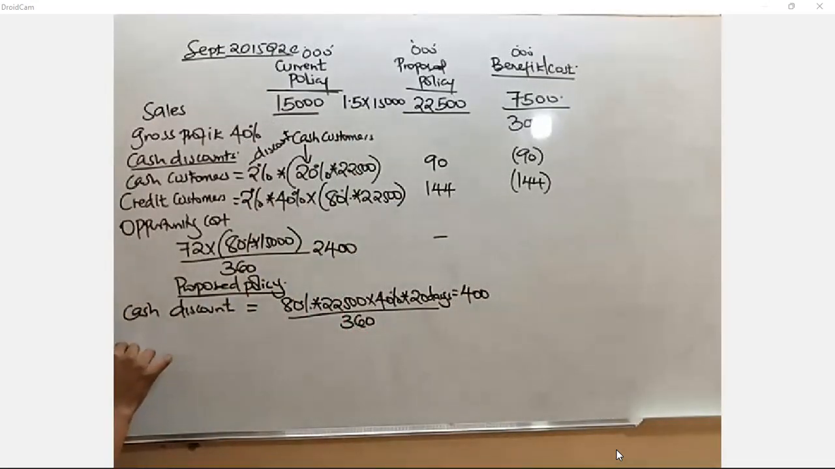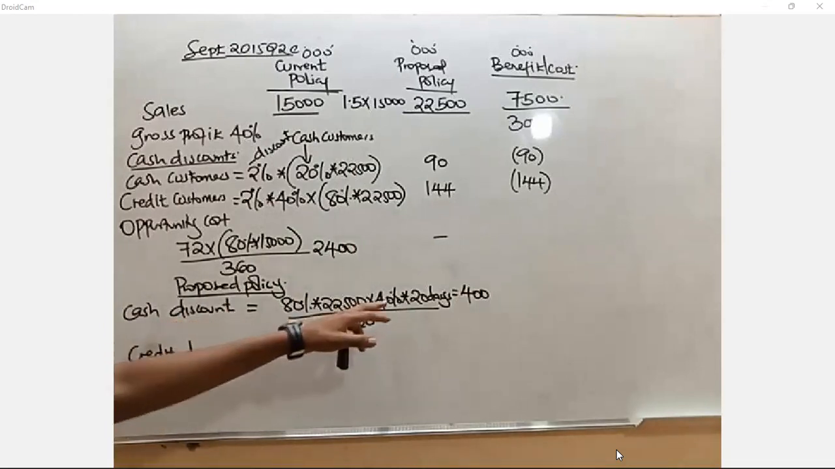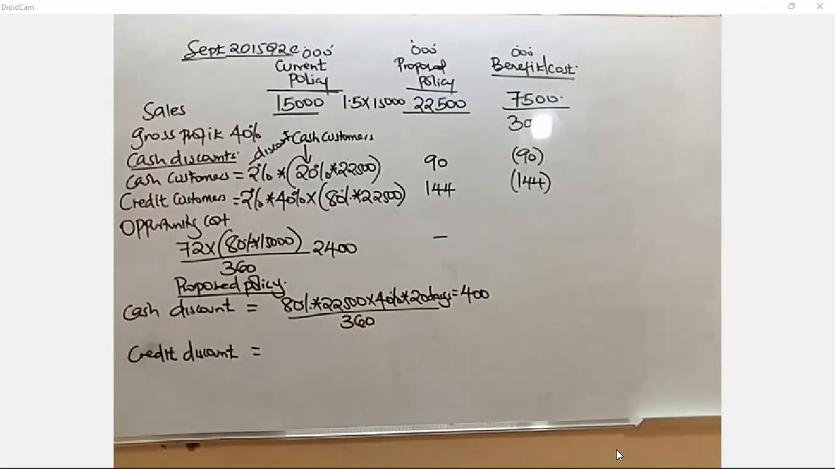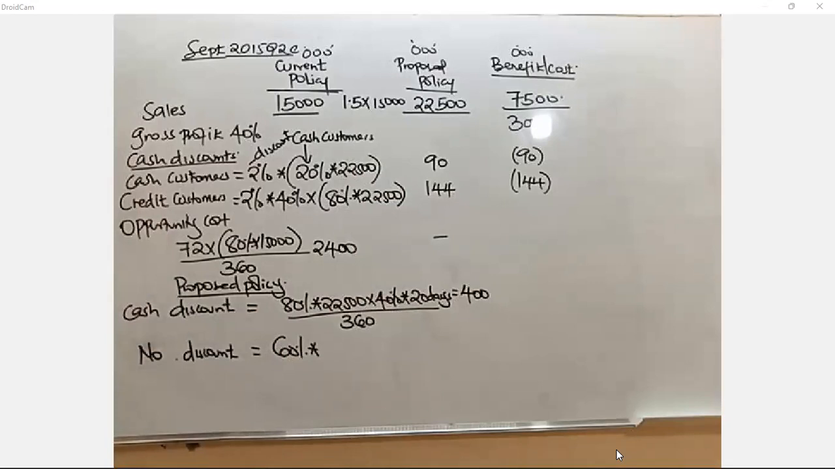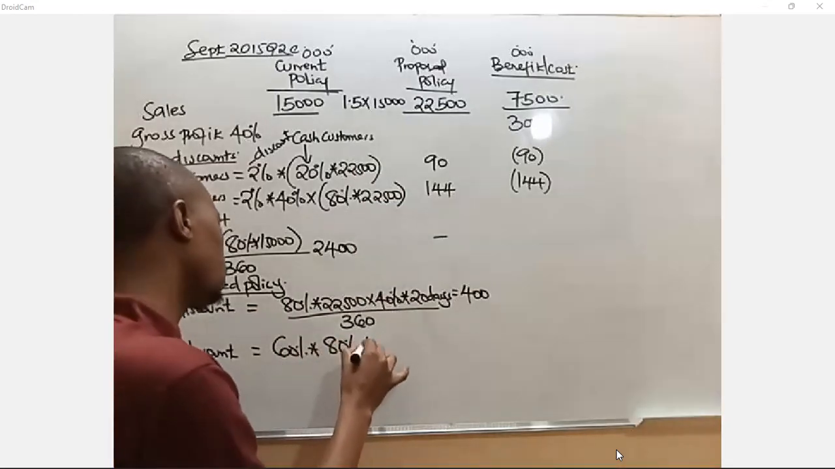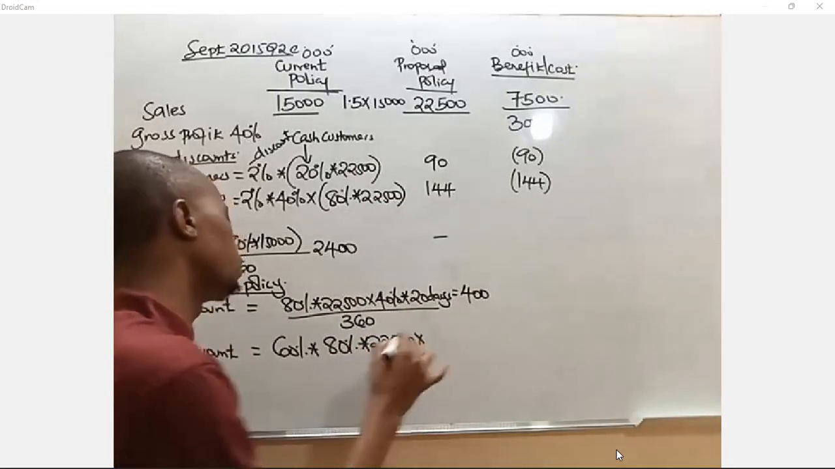And let us go to the proposed. The proposed, no, the credit now. The credit discount will be how much? The credit discount here will be 40%, right? 40% will be enjoying. So the people who will be having no discount, if 40 have already enjoyed, it means 60%. 60% of how much? 60% of the credit, 80% of 22,500. We multiply by what?